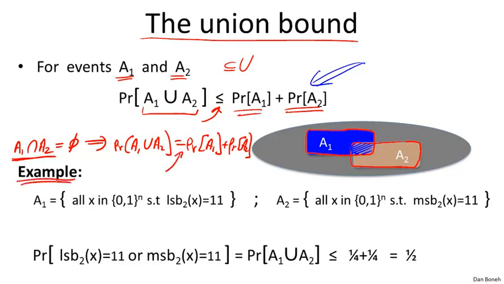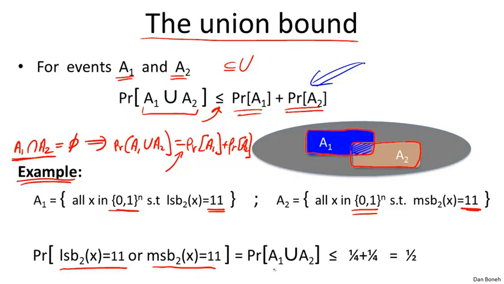So let's look at a simple example. Suppose our event A1 is the set of all n-bit strings that happen to end in 1, 1. And suppose A2 is the set of all n-bit strings that happen to begin with 1, 1. Okay, so n, think of it as 8 or some large number. And I'm asking now, what is the probability that either A1 happens or A2 happens? In other words, if I sample uniformly from the universe U, what is the probability that either the least significant bits are 1, 1 or the most significant bits are 1, 1?